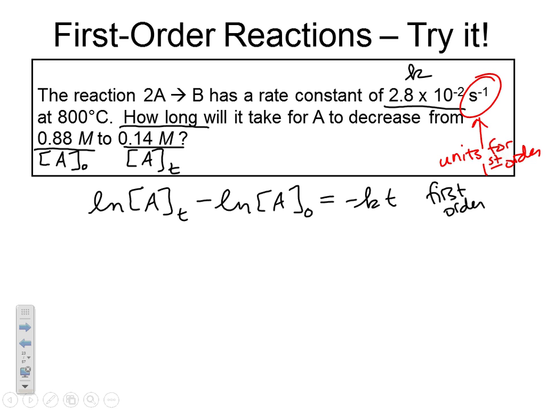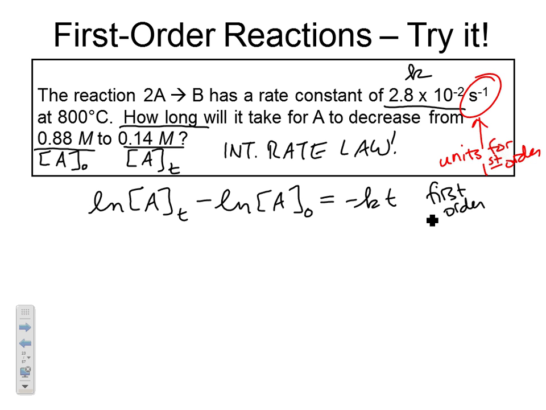So we know that it's first order. By giving us K, by giving us the units for K, they have told us the order of the equation. And then it's simply plugging in and solving. That's really all this question is. It asks for time, it gives you initial and final concentrations. Bam, that's integrated rate law. That's that equation that's on your reference table. So we're simply plugging in.